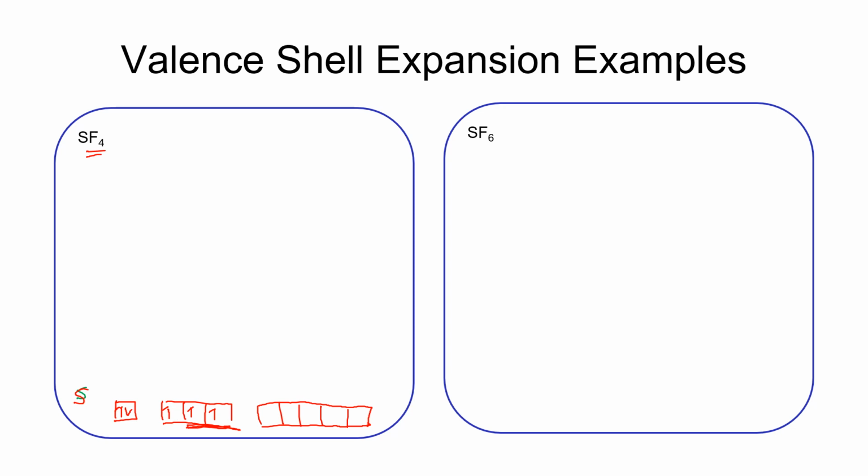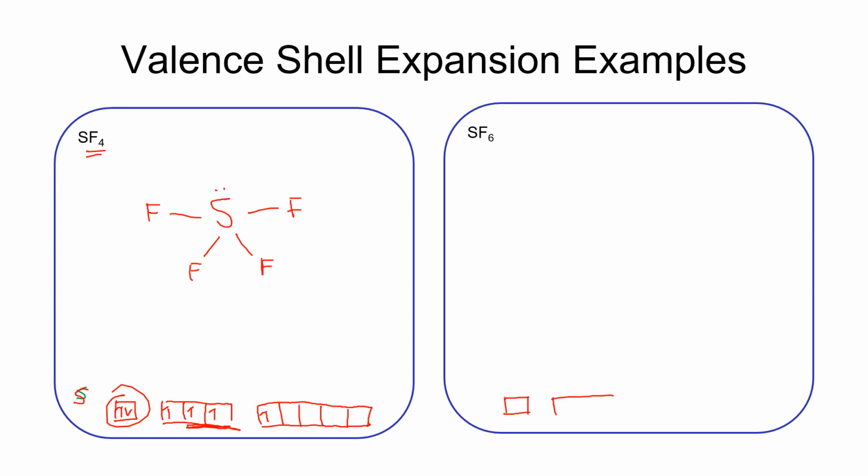Well, what we can do is we can erase this guy and then bump it up into this empty D subshell, and now we have 4 spots. And so sulfur can have 1 lone pair, which is this guy, and then bond to fluorine at 4 other spots. Something like that. The same thing over here.